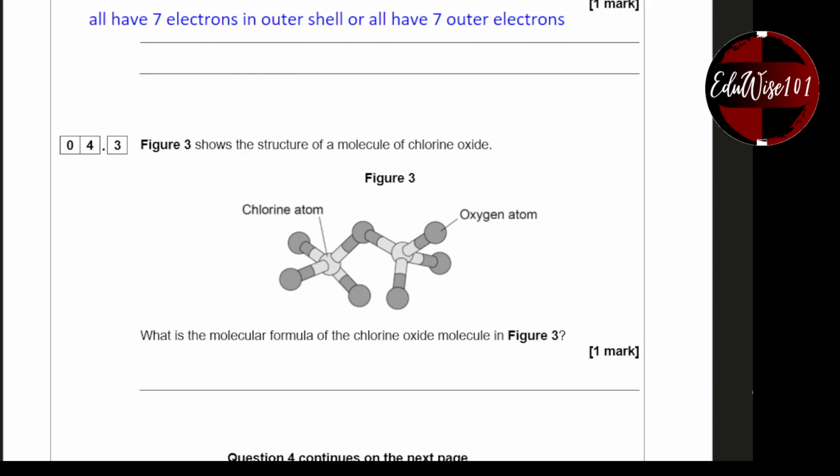What is the molecular formula of chlorine oxide in figure 3? So you have chlorine, there are 2 atoms of chlorine, and there are 1, 2, 3, 4, 5, 6, 7 atoms of oxygen. That would mean the formula is Cl2O7.